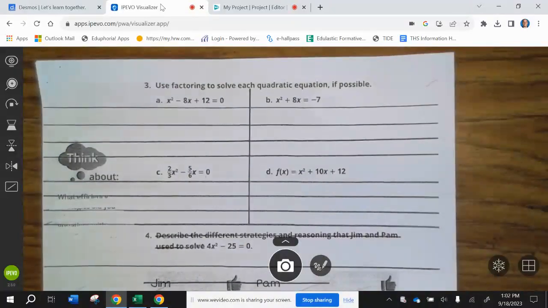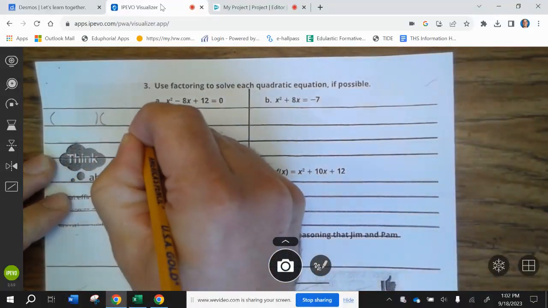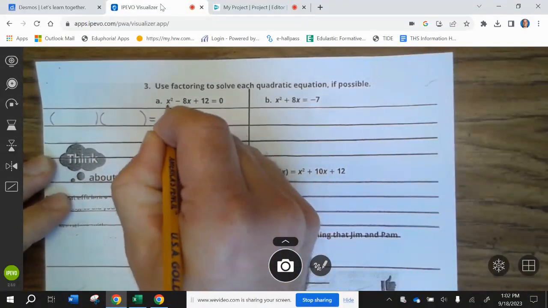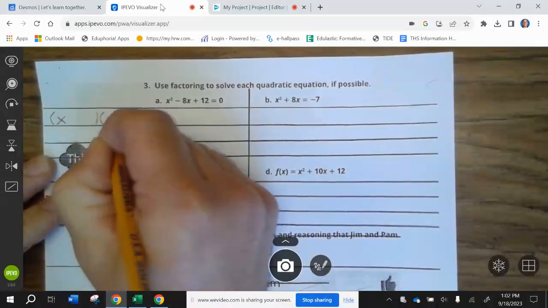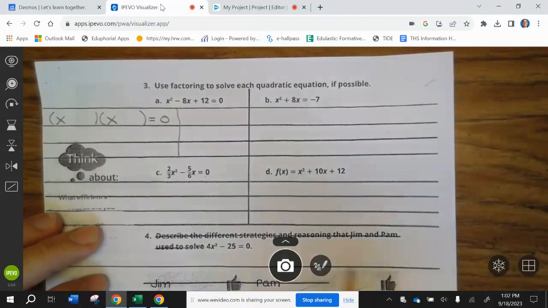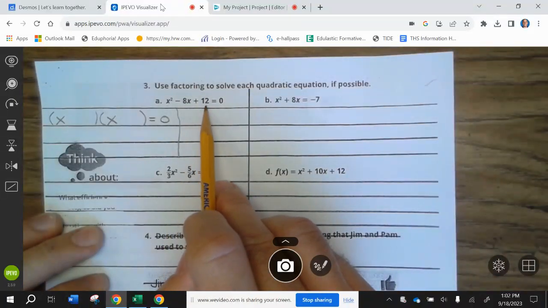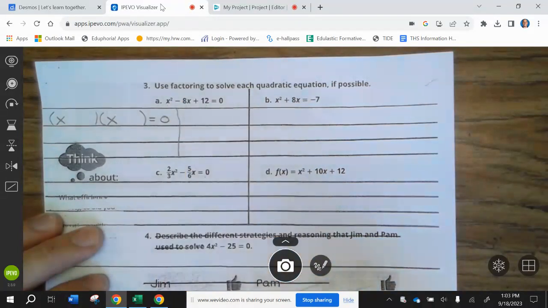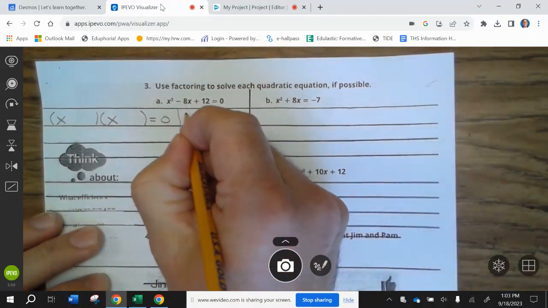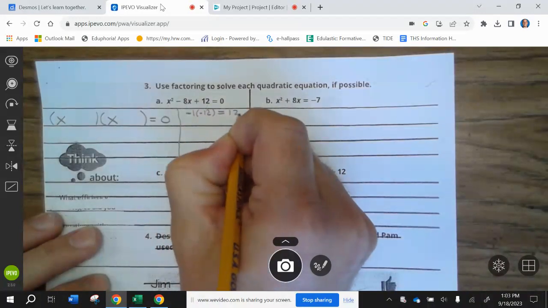All right, use factoring to solve each quadratic equation if possible. So x squared, 2 parentheses. Now to get x squared, x and x. Now we need to figure out what numbers multiply to give you a positive 12 and combine to be negative 8. Since the last number is positive and the middle number is negative, both numbers have to be negative. So negative 1 times negative 12 equals positive 12.